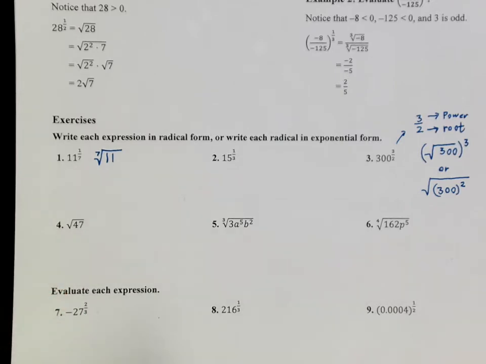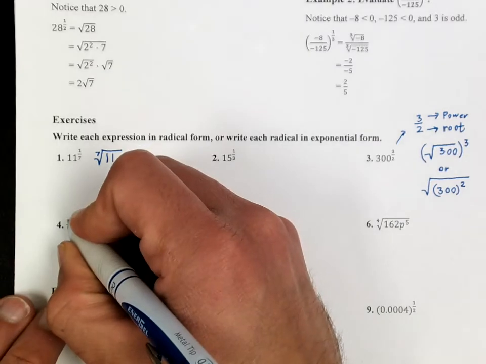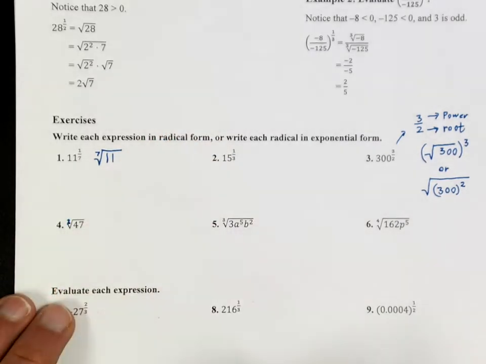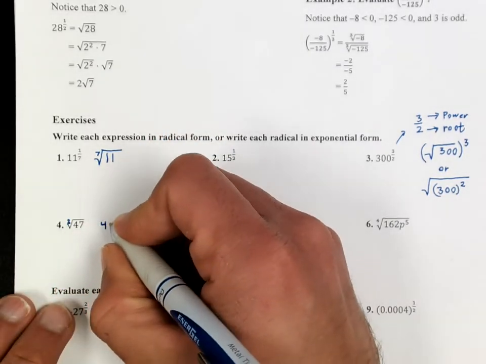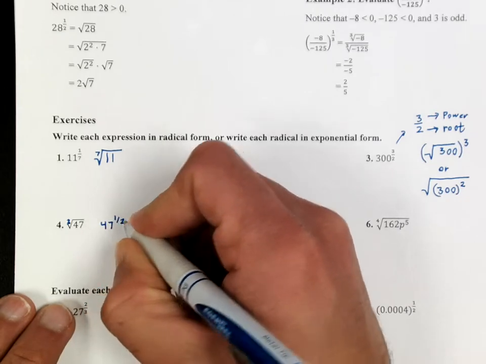All right, continuing on, now we're going to go backwards in number 4. We're going to write this as a radical. It's a radical expression. So remember, if you don't have anything out here, that means that's a square root. So this is actually the same thing as 47 raised to the 1/2 power.